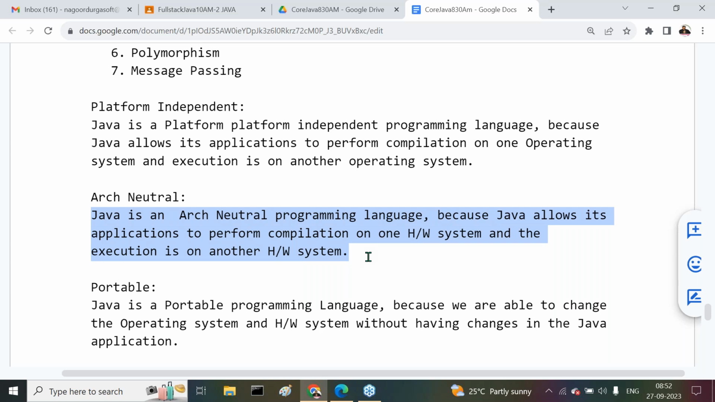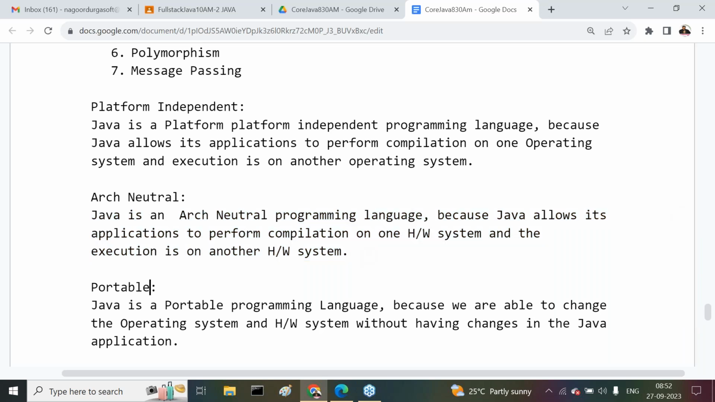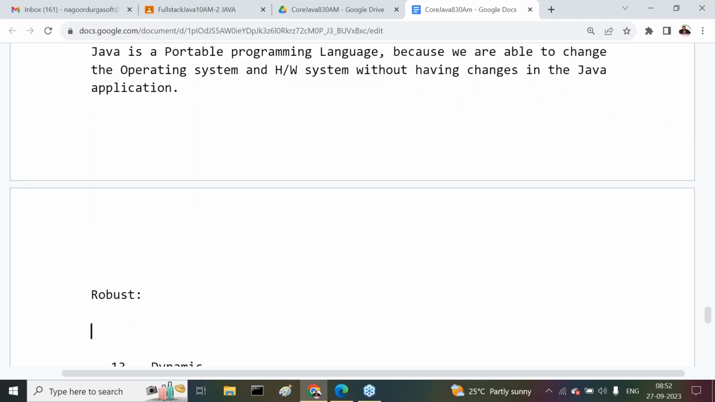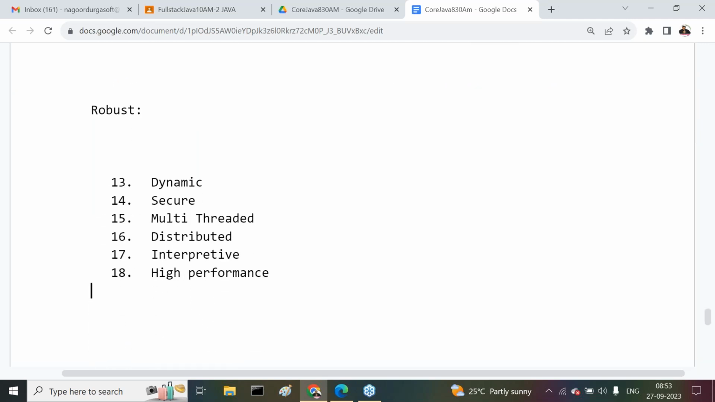After this, Java is a portable programming language. How can we say that? Because we are able to change the operating system and the hardware system without making changes in the Java application. When a Java application is executing, we can change our operating system as well as hardware system without changes in our Java program. Because of this, we can conclude that Java is a portable programming language. This is the meaning of portable.